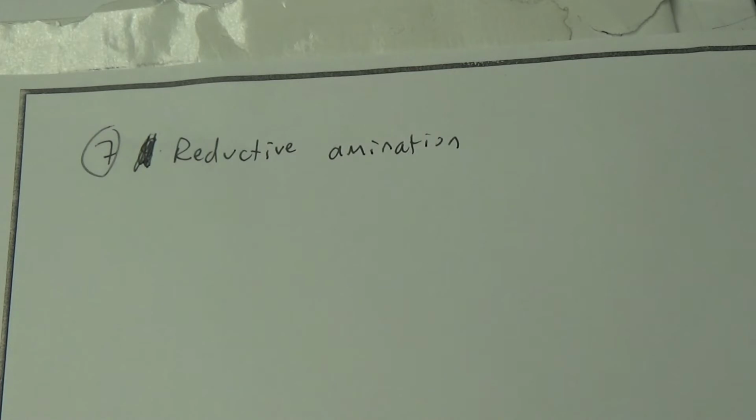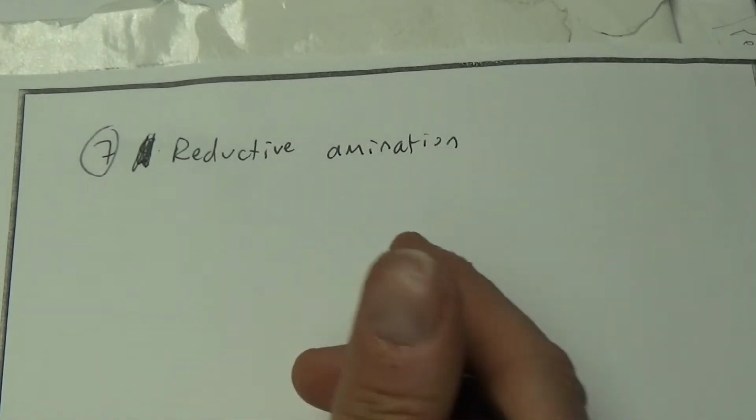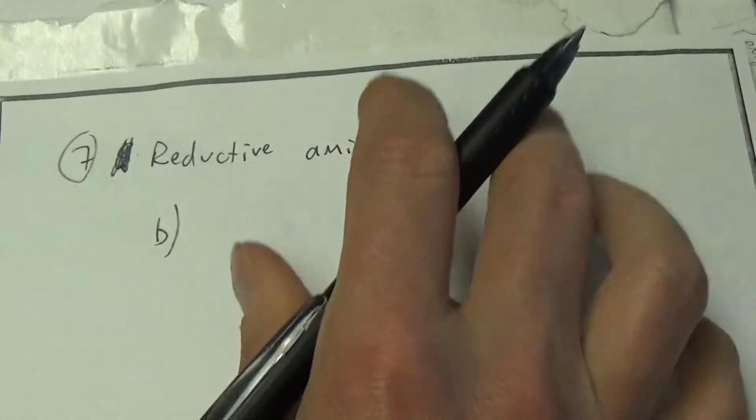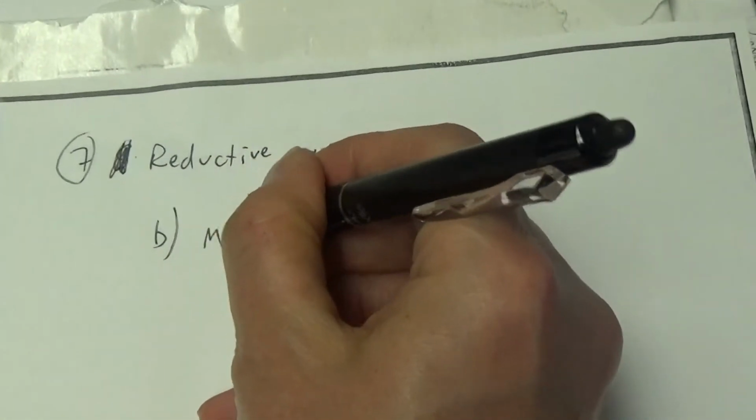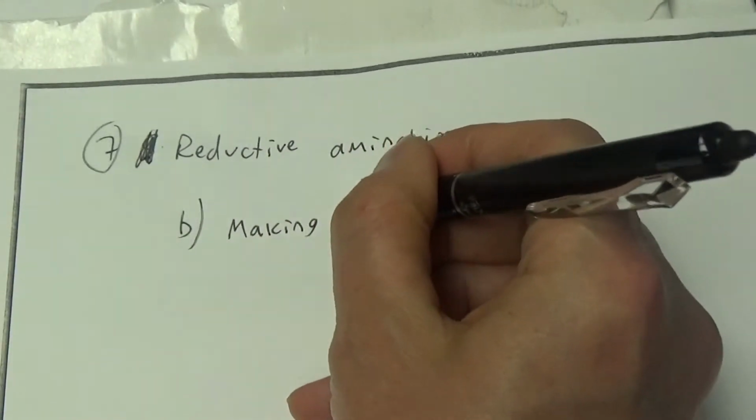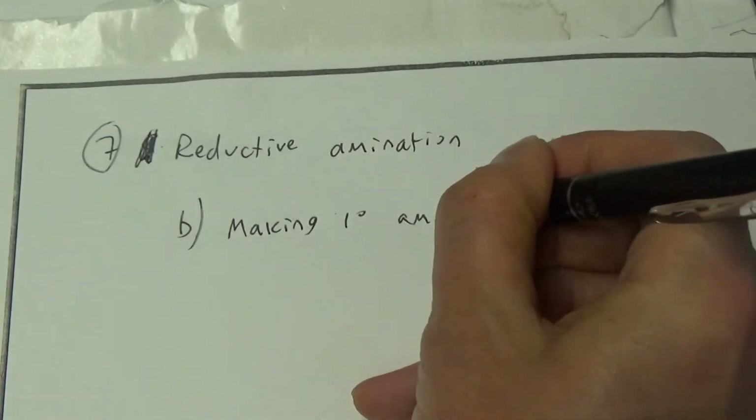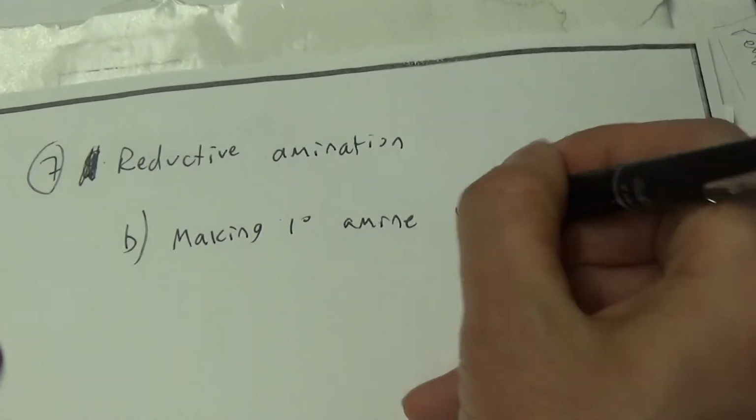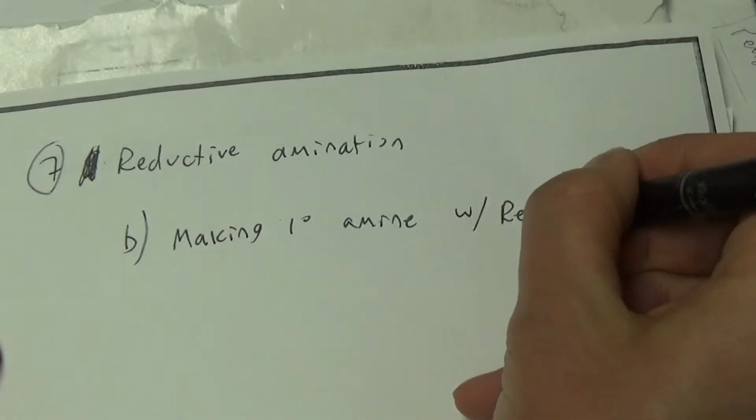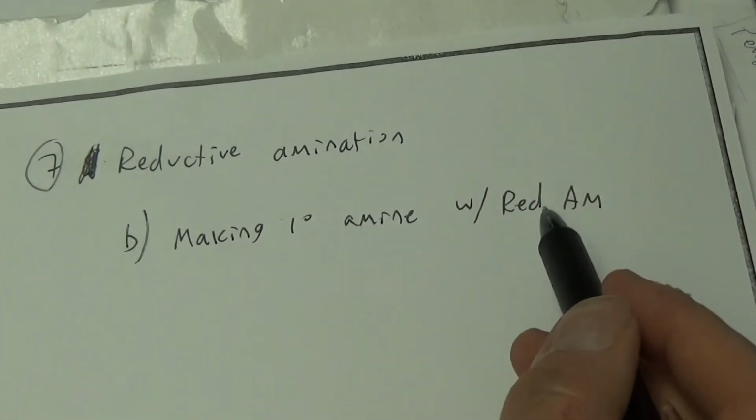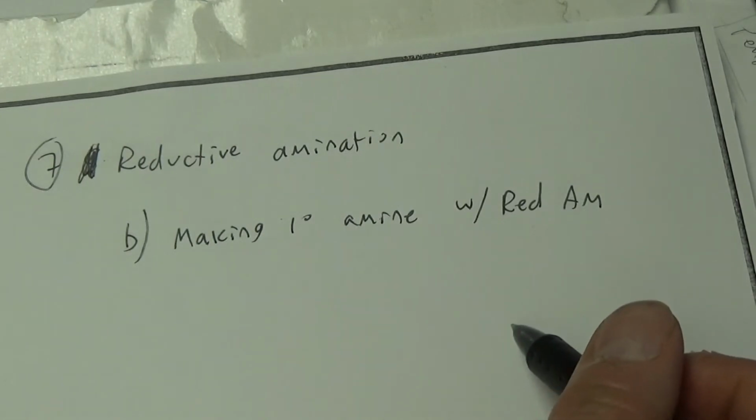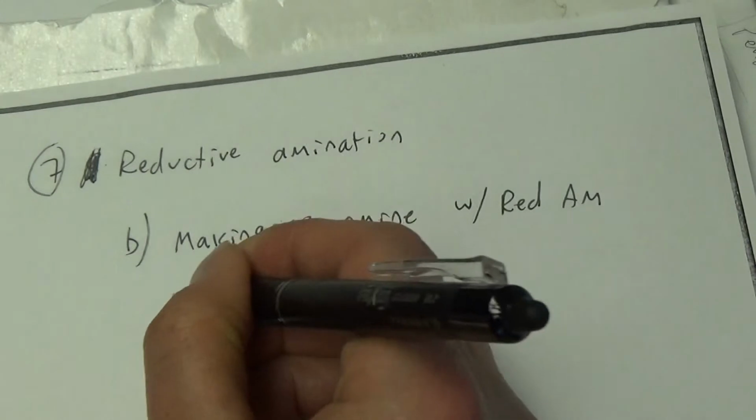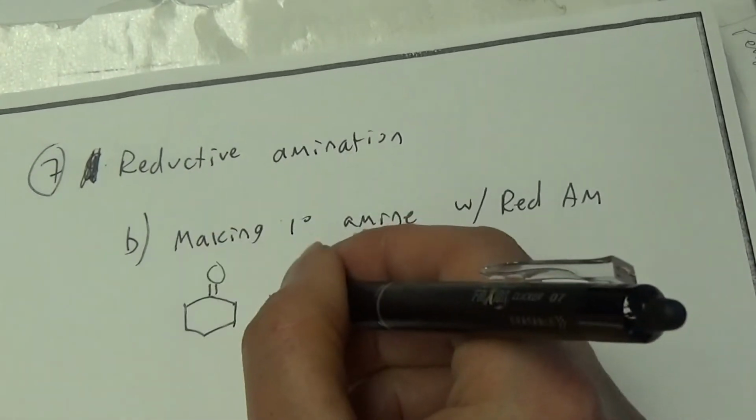Okay, so let's show some examples of this. Now, one example, we'll call it B, is making a primary amine with red am, which is another way of saying reductive amination. So for a primary amine, an example of this would be, you've got a ketone and you want to make a primary amine.